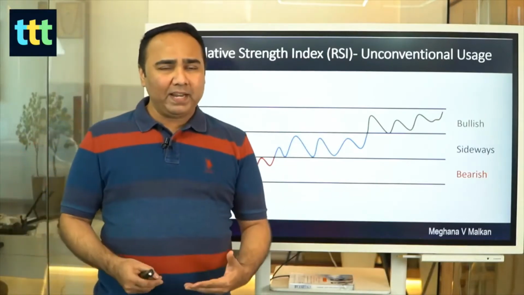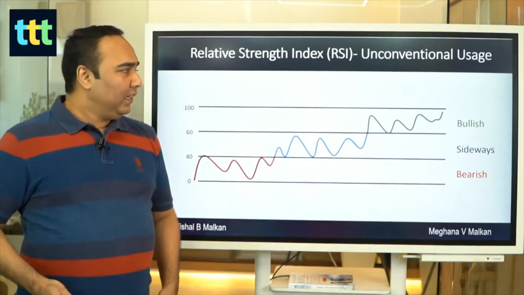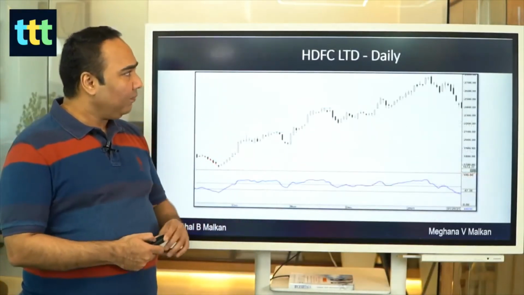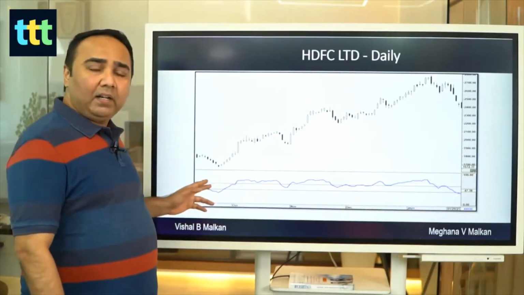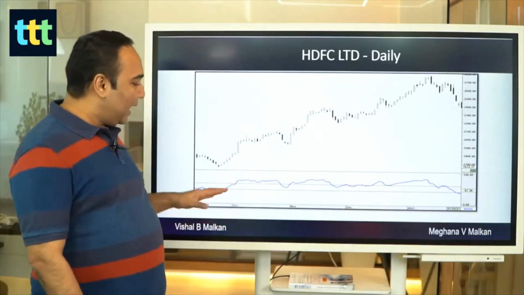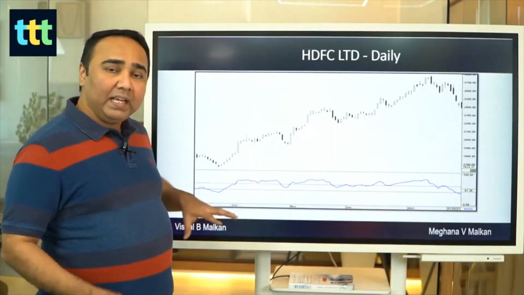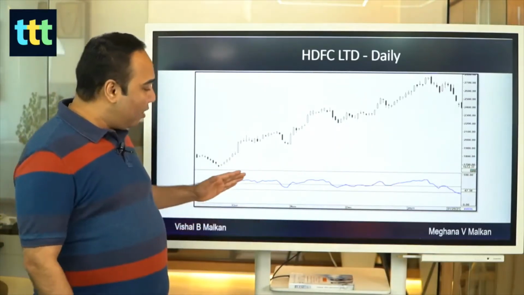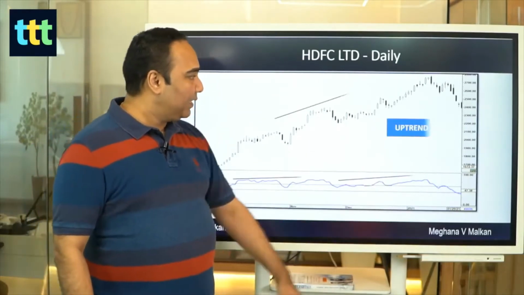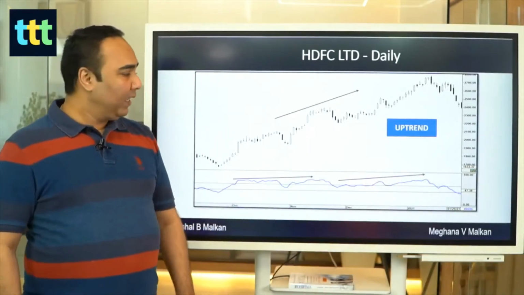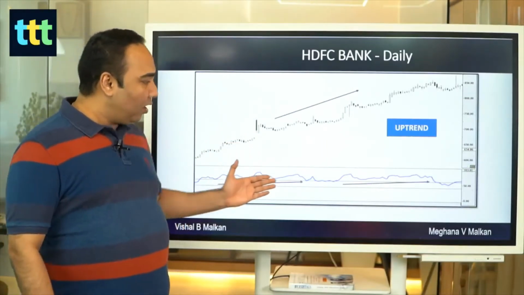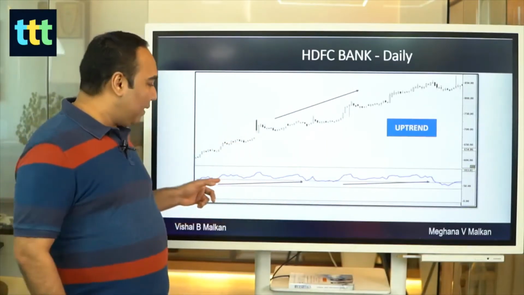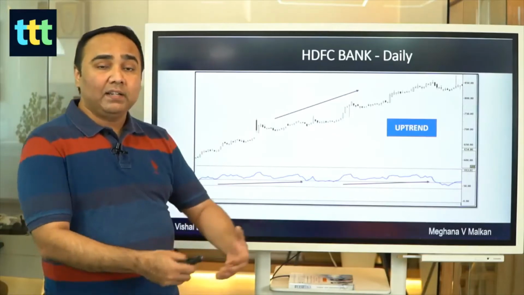Now let me show you some examples which will make things very clear. Let's look at the chart, like HDFC Limited daily. If you look at this particular trend, you'll see that the lines in between are 40-60. So above 60 is a completely uptrend. We can see that strong uptrend. Like that, one more: you can look at HDFC Bank. A strong uptrend. Some of the time when it is too strong, it doesn't even go below 60.